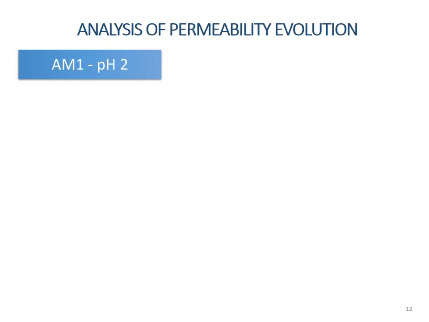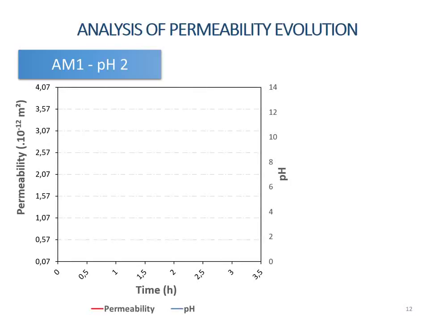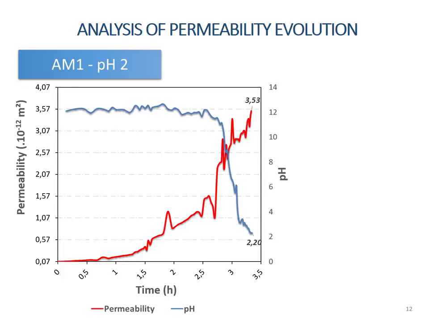In the AM1 sample, an abrupt increase in permeability was observed, ranging from 0.07 to 3.53 Darcy. This occurred due to the formation of a dominant preferential channel, a wormhole, that started to conduct the entire solution flow as shown in the figure.